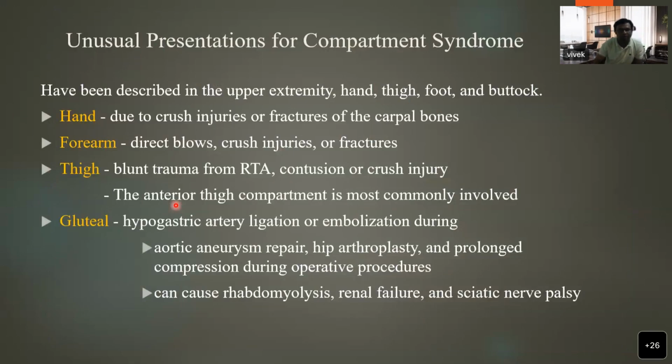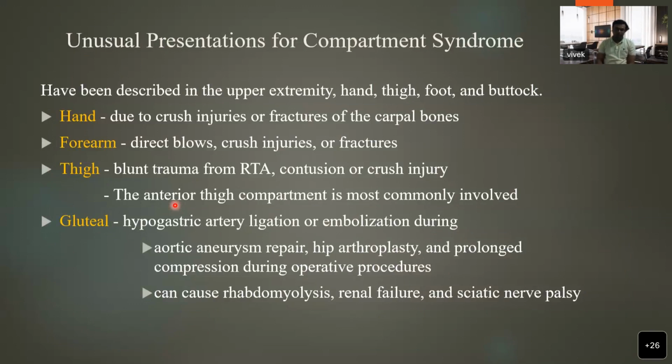There are a few unusual presentations for compartment syndromes which are noted in the upper extremity, hand, thigh, foot, and buttock. In the hand, this is usually due to crush injuries or fracture of the carpal bones. Sometimes in the forearm, it is due to direct blows, crush injuries or fracture. In thighs, it is due to blunt trauma from road traffic accident or contusion or crush injuries. The anterior thigh compartment is the one most commonly involved.